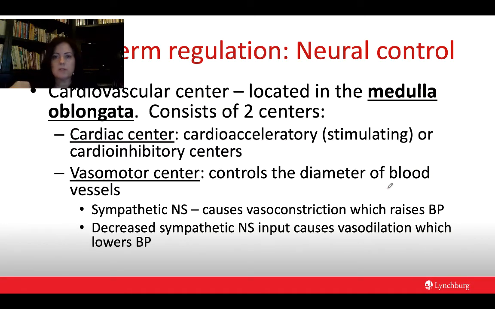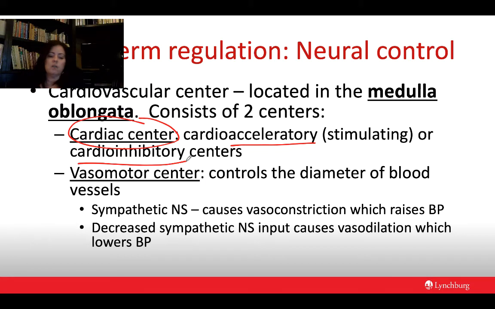So we're just going to run through these. For neural control, we already know that the medulla houses the cardiac center, right? We talked about this with the heart, so remind yourself of this. We have the cardioacceleratory center, which is going to increase heart rate. We have the cardioinhibitory center, which is going to decrease heart rate.